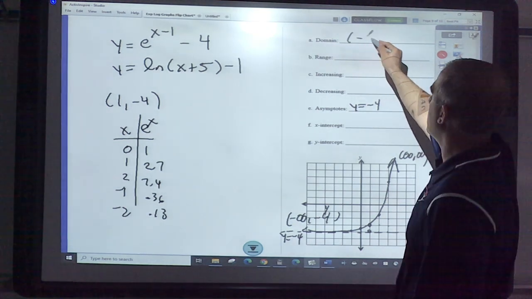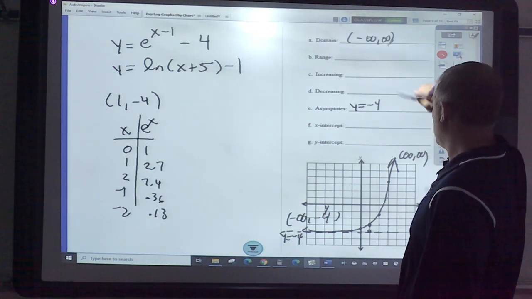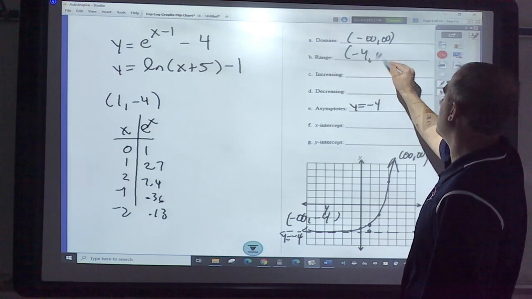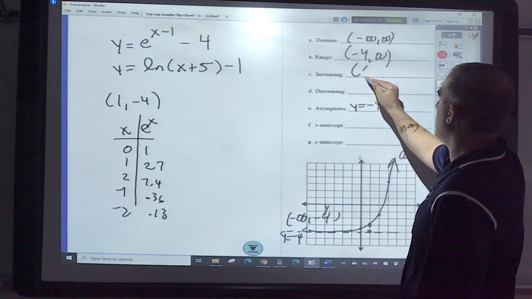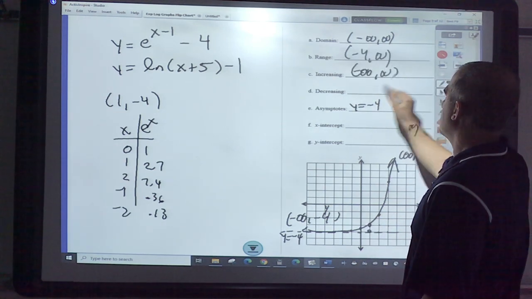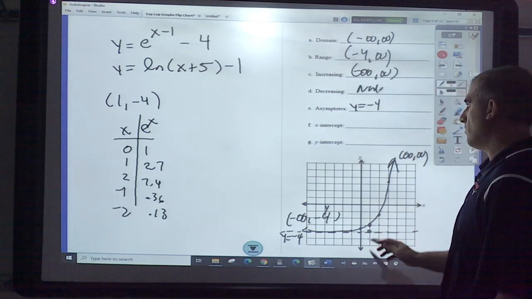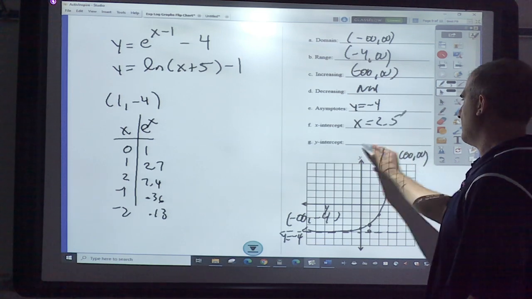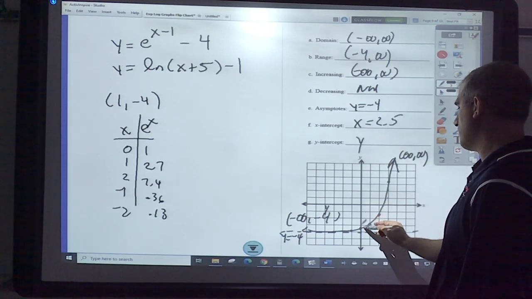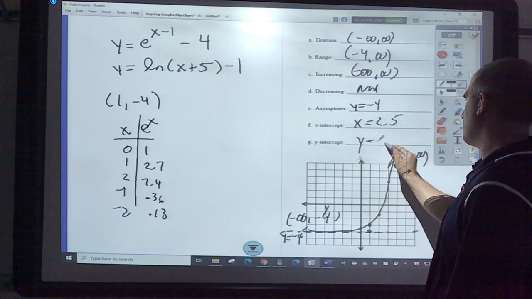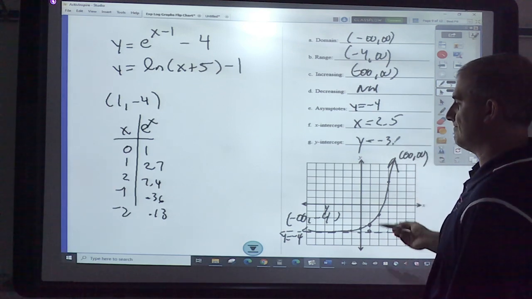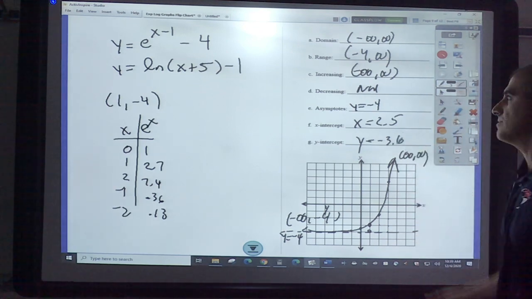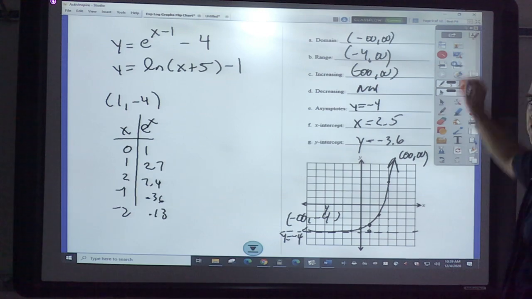Okay, domain is negative infinity to infinity. Range is -4 to infinity. It's increasing the whole way. That's a none. Okay, my x-intercept 1, 2. We'll say 2.5, and my y-intercept 1, 2, 3. Like -3 point. Let's say 3.6. Okay. Let's go to the natural log one.